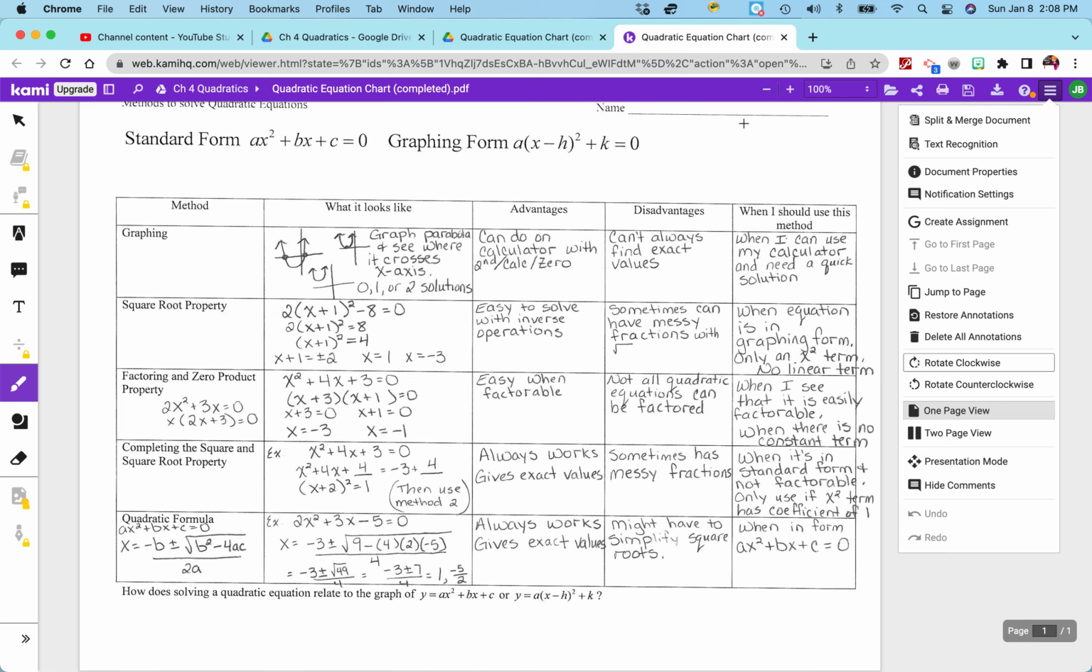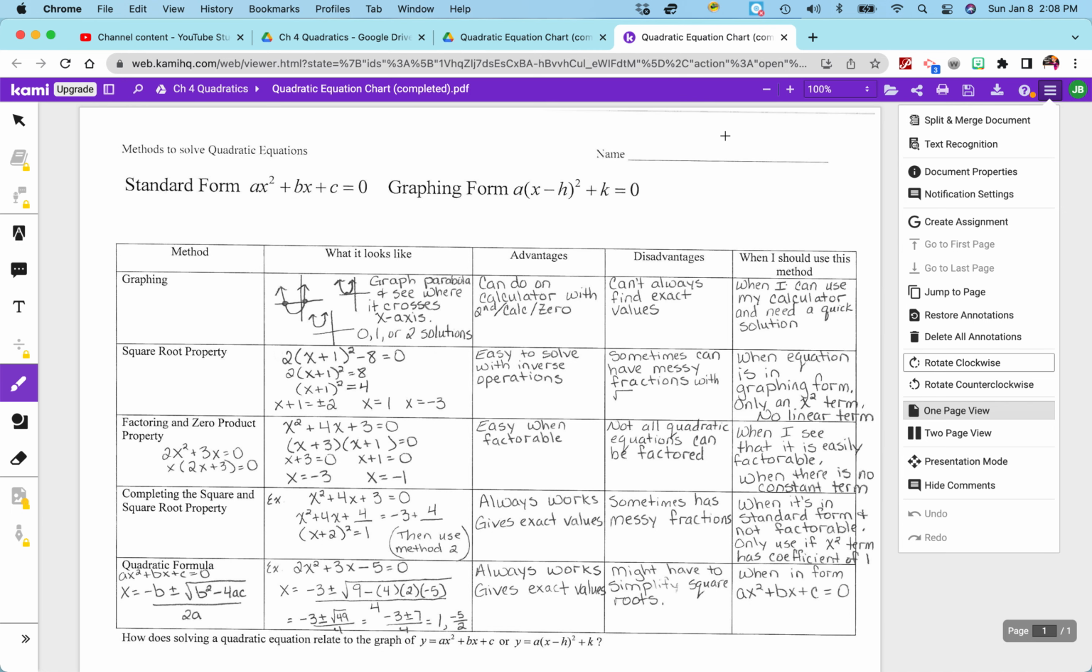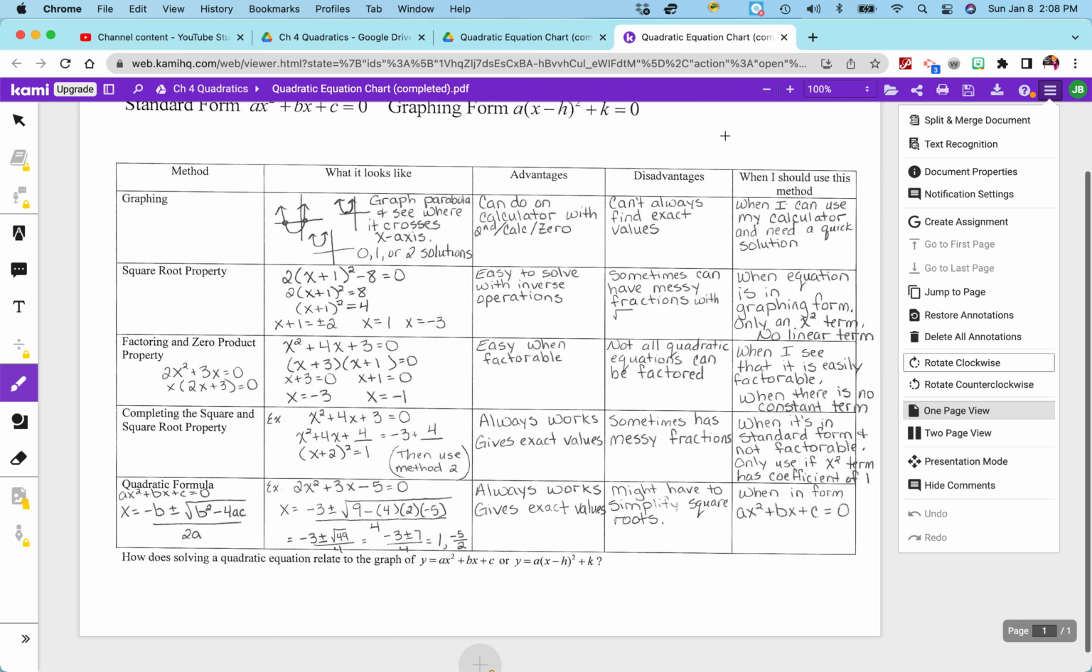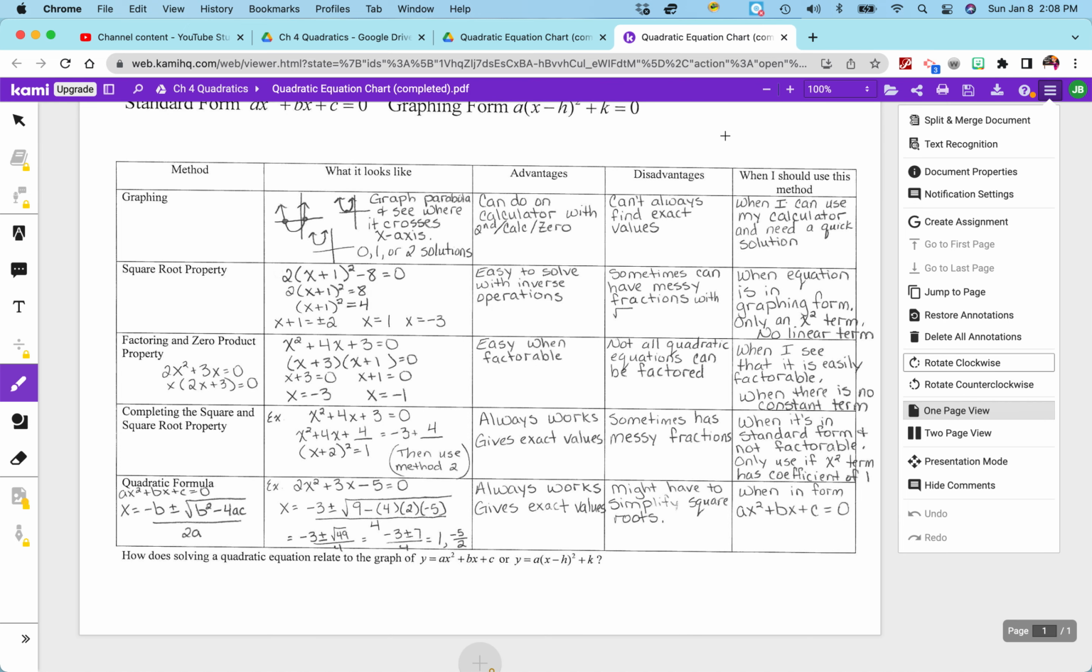I want to just take a minute to summarize our 5 methods for solving quadratic equations. So we've already talked about graphing, square root property, and factoring with the zero product property. So the first 3 things should already be filled into your chart. If you don't have those 3 things, then you can just pause this and take the time you need to copy it down. The fourth thing is completing the square and the square root property.